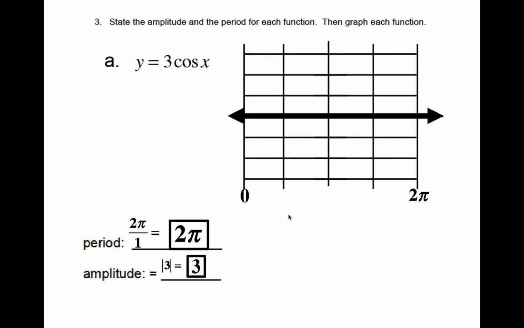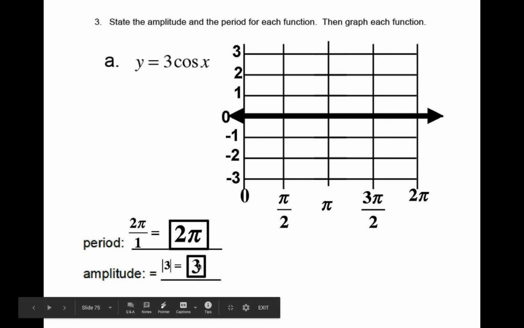Now we're going to scale this. Halfway in between is pi, halfway in between is half a pi. Add these up, take half, you get 3 pi over 2. I'm going to count by 1 over here. You have to pay attention. This is a cosine graph. So I'm not starting at 0, 0. Instead, I'm starting on the amplitude of 3.